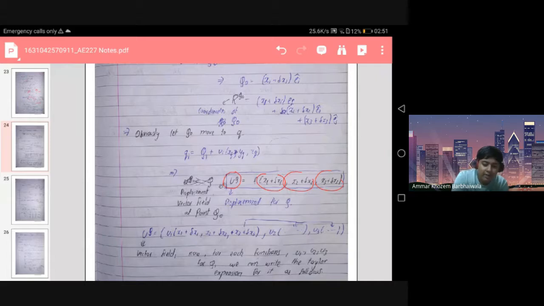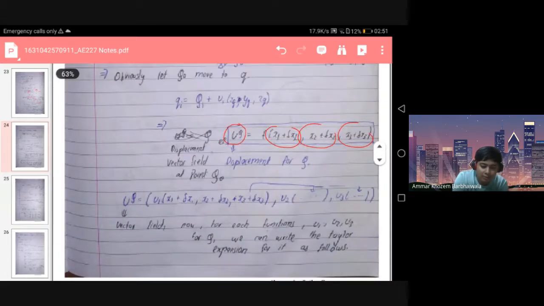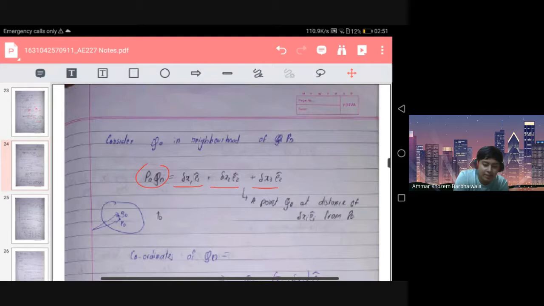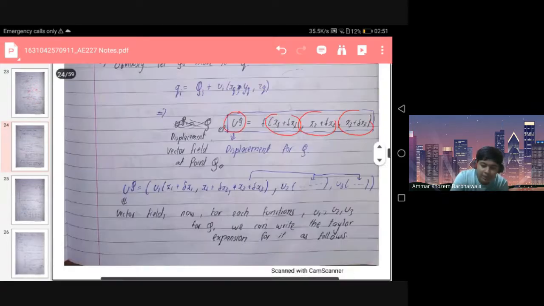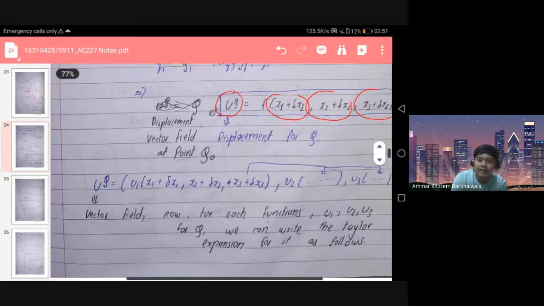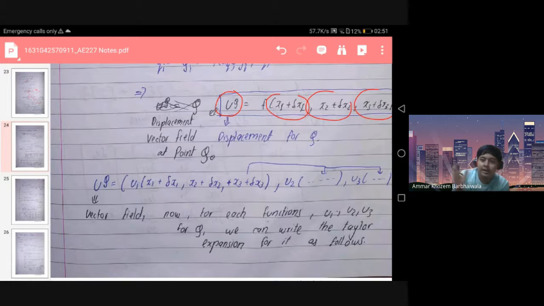So basically, we know that u of q is, right here, at each point of the vector field, its components are... We have the vector field, the displacement vector field, which consists of u, right? So at each and every point, u1, u2, and u3, it's x1 plus delta x1, x2 plus delta x2, x3 plus delta x3.